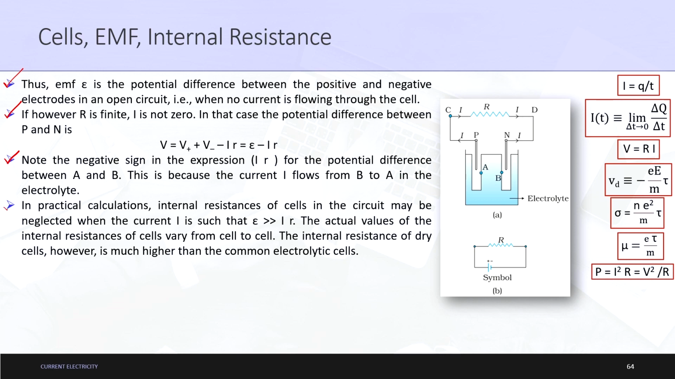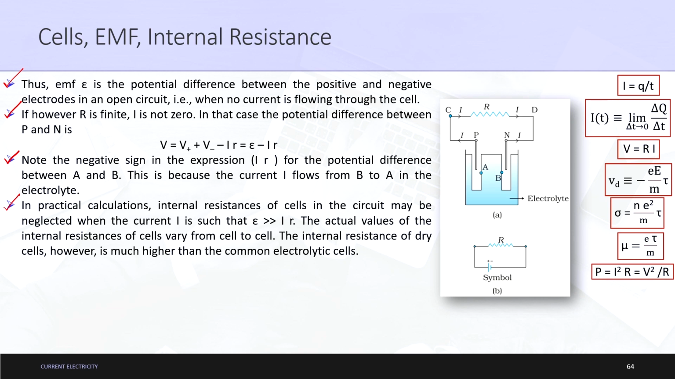So, this is just for your theory portion, you just need to remember this: the internal resistance of dry cells is much higher than the common electrolytic cells. I will not go into much detail of why they are higher or lower. For now, for 12th class, you just need to remember that the internal resistance of dry cells is much higher than the common electrolytic cells.